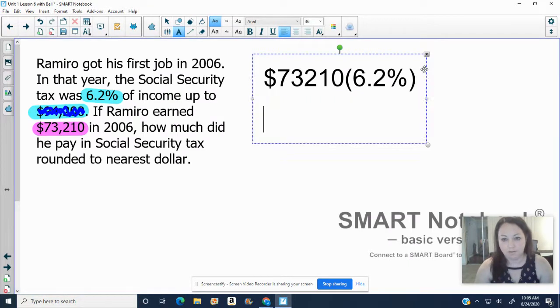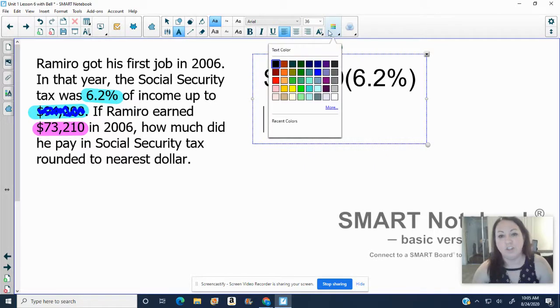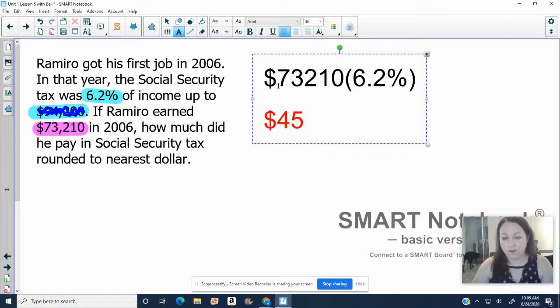Now, I'm going to come back over here. I'm going to change my font color just for fun. So he is paying $4,539.02. Now, this actually says that we need to round it to the nearest dollar.